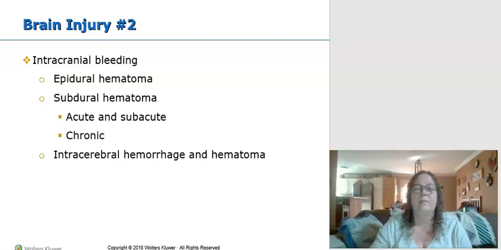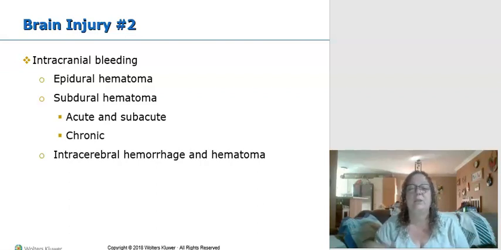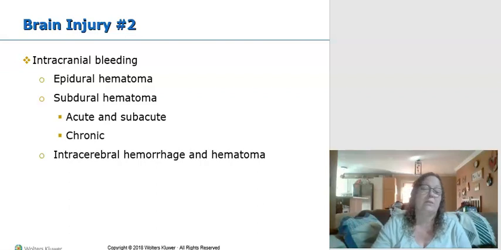So we'll talk a little bit about the intercerebral bleeding. There you can have an epidural hematoma, a subdural hematoma, which can be either acute or subacute or chronic, and intercerebral hemorrhage and hematoma.